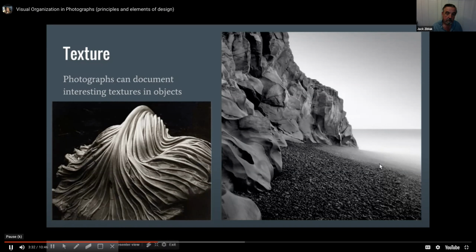Here we have 2 or maybe even 3 different textures going on. We have the undulating rock of this cliff. We have these small gritty pebbles, and then we have the smooth water.